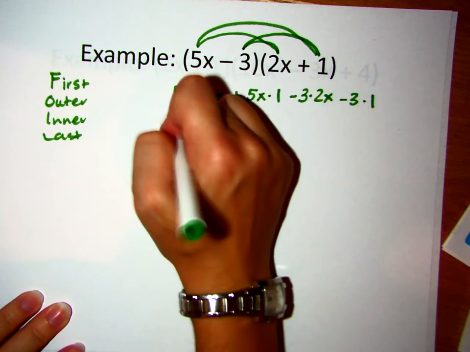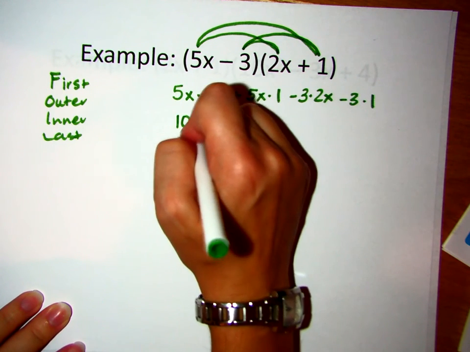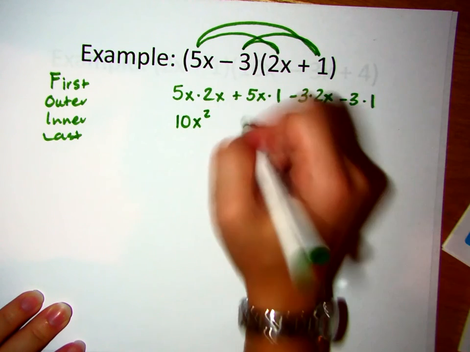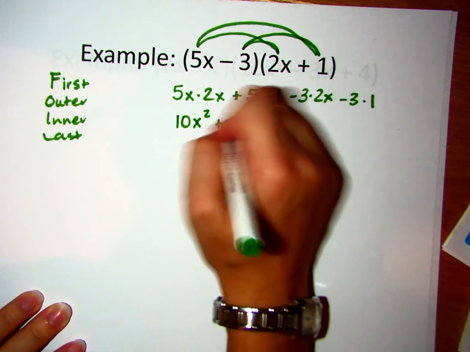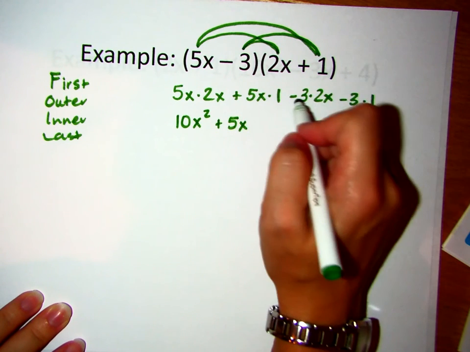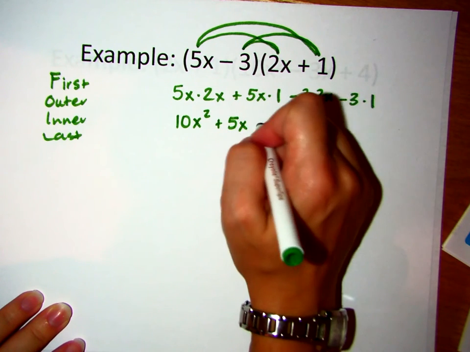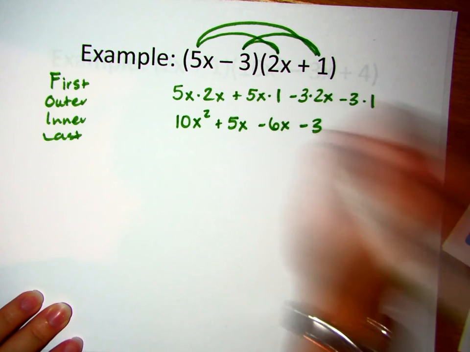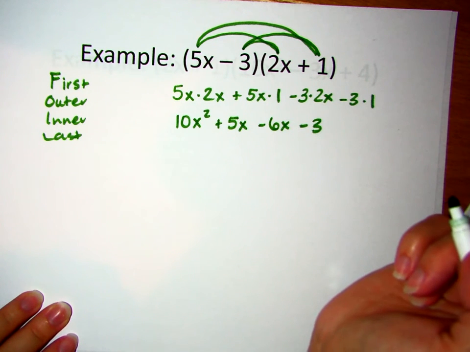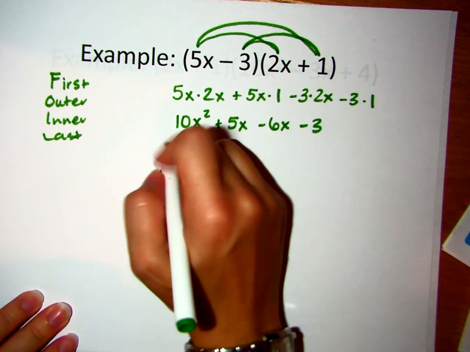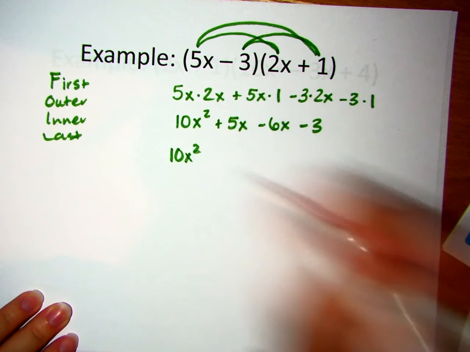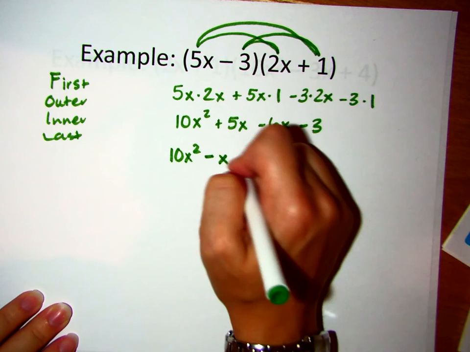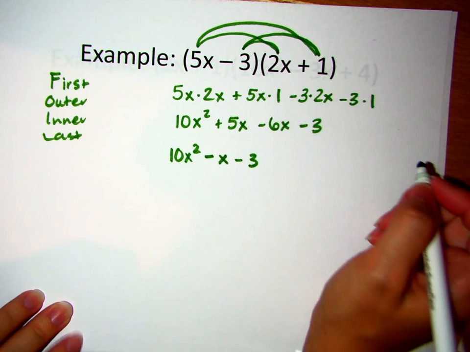5 times 2 is 10. x times x is x squared, because remember there's an invisible 1, we add the exponents. Then we have 5x times 1, which is 5x. Then we have negative 3 times 2x, which is negative 6x. Then we have negative 3 times 1, which is negative 3. And then you always want to make sure that you can combine any like terms. So 10x squared is its only term, but 5x minus 6x is negative x, and we bring down that minus 3. That would be our final answer.